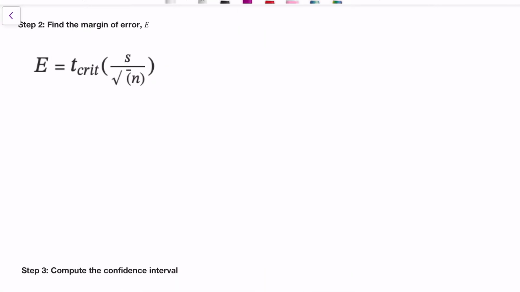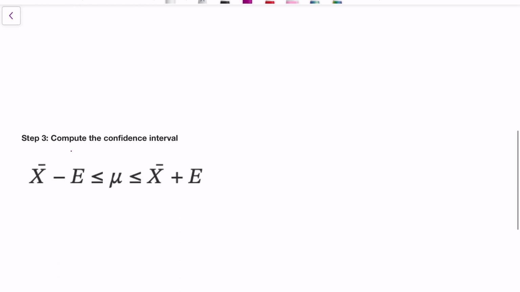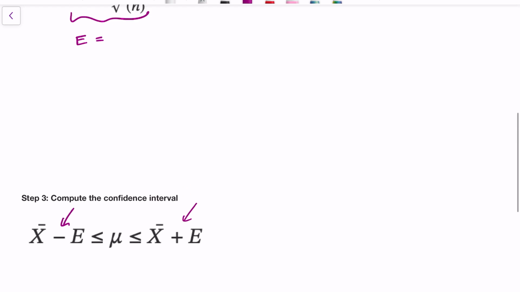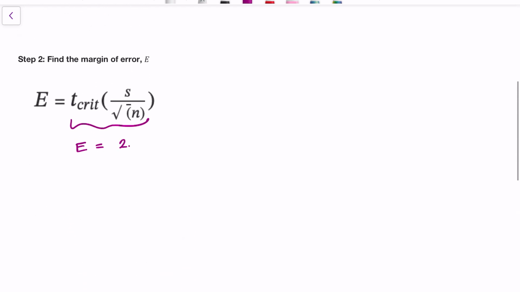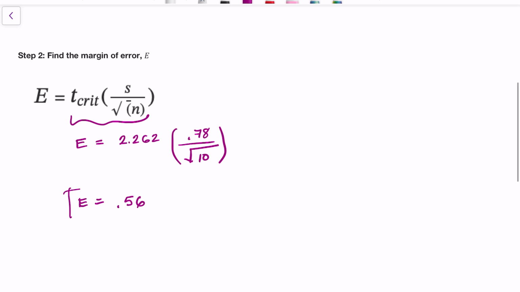Our next step is going to be to find the margin of error, which is this piece of the formula. So let's do that. Eventually this is going to be plus or minus, but it's going to be over here in the formula. So 2.262. Our standard deviation is 0.78 divided by the square root of 10. When we calculate this, we get 0.56.